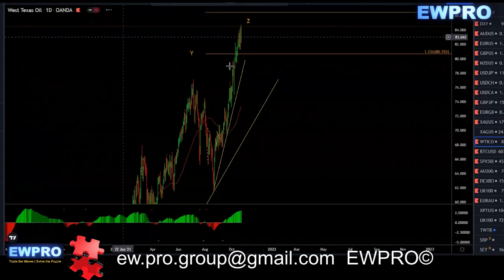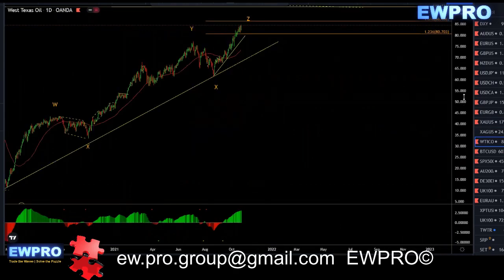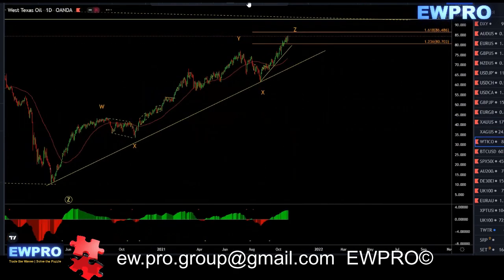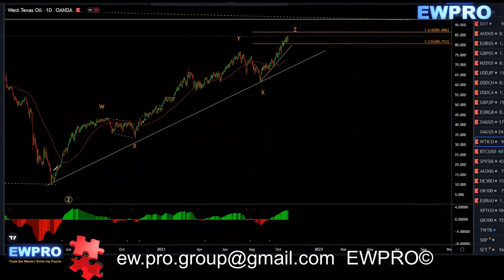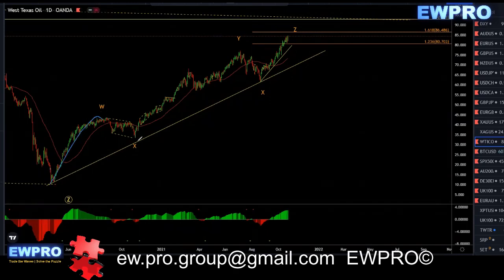WTI on the daily, we're looking for this. When I filtered this out, like I explained a few weeks ago, we got W, X, Y, X2, and we're looking for that Z up. It's hit the first target, and the second target is at 161.8. It's nearly at that second target.